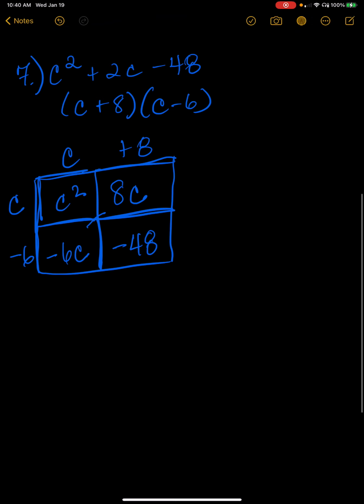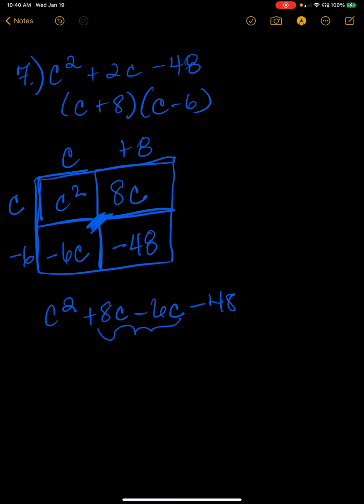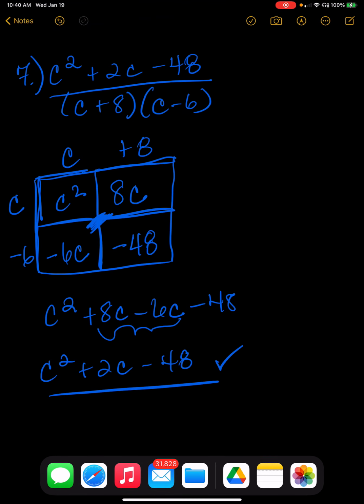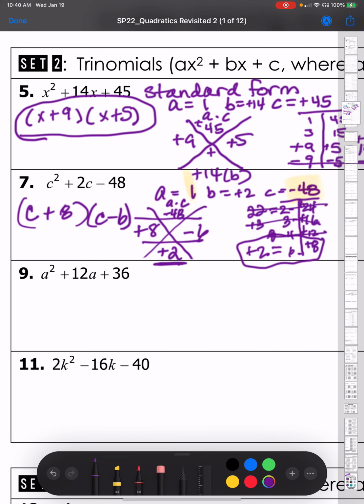We are going to combine our like terms, which in this case are on the diagonal. We have C squared plus 8C minus 6C minus 48. C squared plus 2C minus 48. Is that what we started with? C squared plus 2C minus 48. Perfect. All right, one more, and then I'll turn you loose to do this on your own.